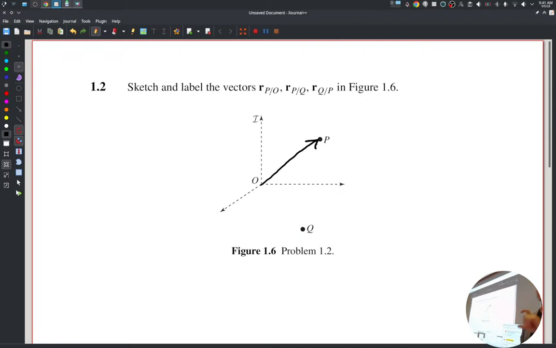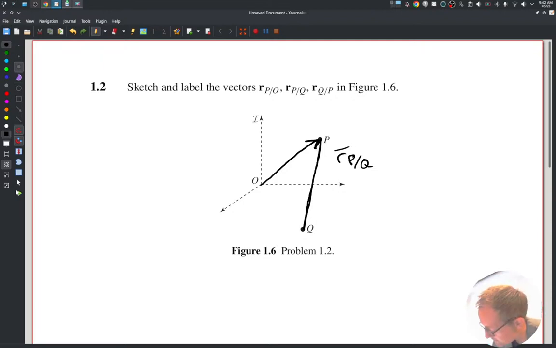So P/Q, P with respect to Q, which one would that be? It's a line connecting P and Q, right? But if I'm trying to say r P/Q, where is the head, like the triangle part? Where is it pointing? It's at P. Yep. So P/Q is pointing that way.